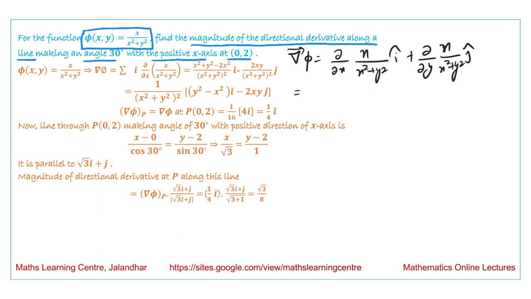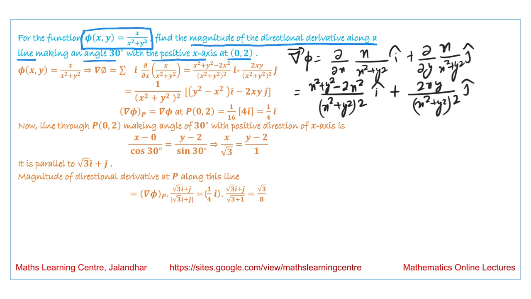When we differentiate these terms, we get x square plus y square whole square in the denominator. The derivative we get is x square plus y square times the derivative of x, which is 1, then minus 2x square, this is I cap, plus the x square plus y square whole square term and we have 2xy j cap. So the answer we are getting is 1 over x square plus y square whole square into y square minus x square I cap minus 2xy j cap.